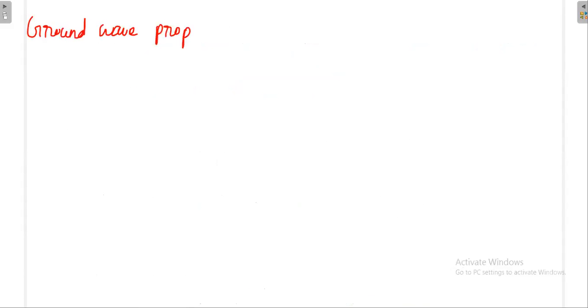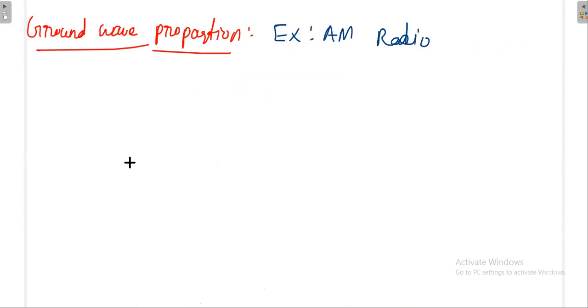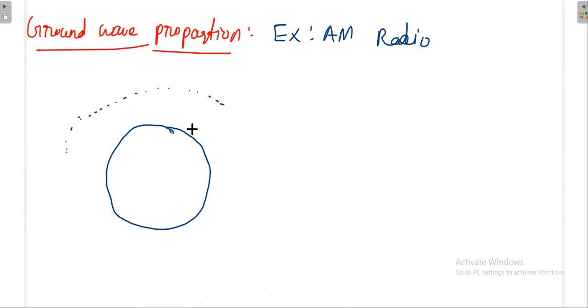Ground wave propagation. Example for ground wave propagation is AM radio. How is the ground wave propagating? Say you have the earth surface like this, and here you have some tropospheric layer. Then what is the nature of the earth at low frequency? Because for ground wave you are using low frequency. What is your frequency of operation? f is less than 2 megahertz. That means your frequency is low.